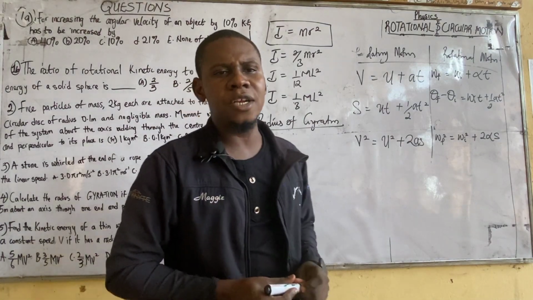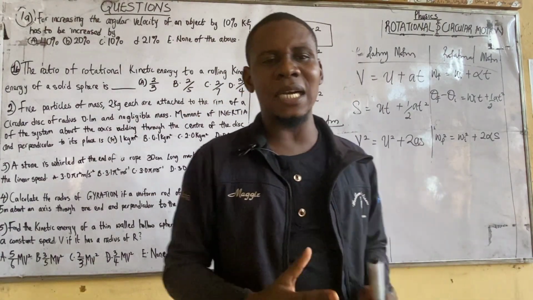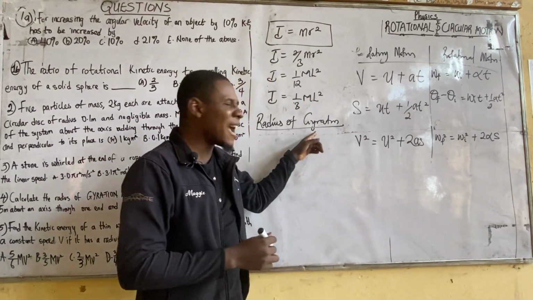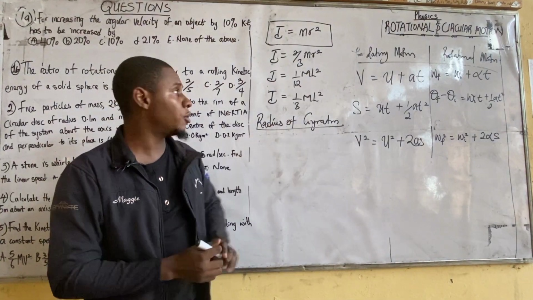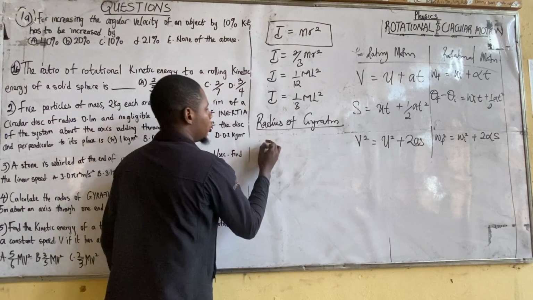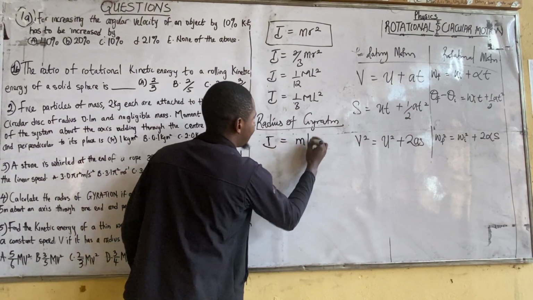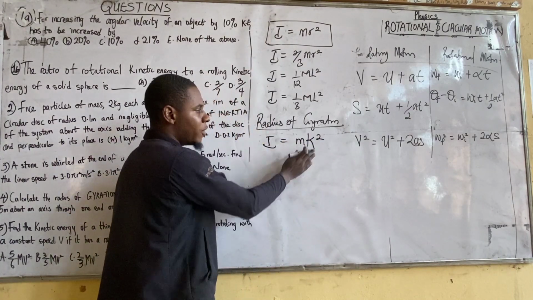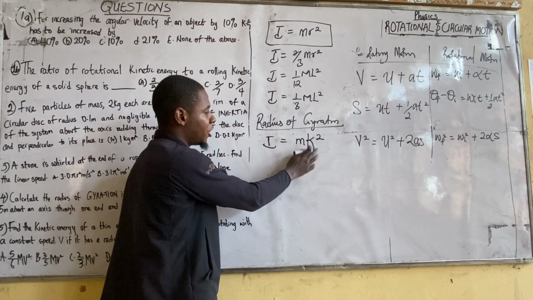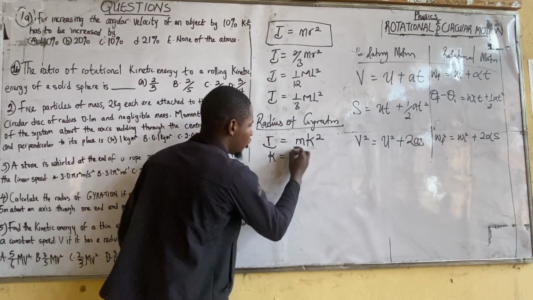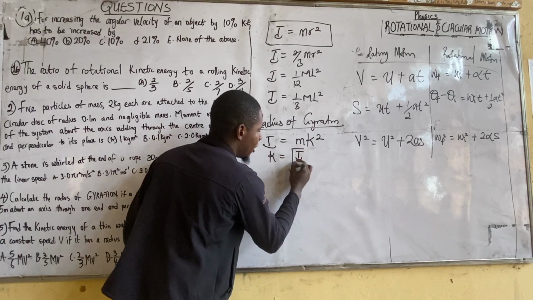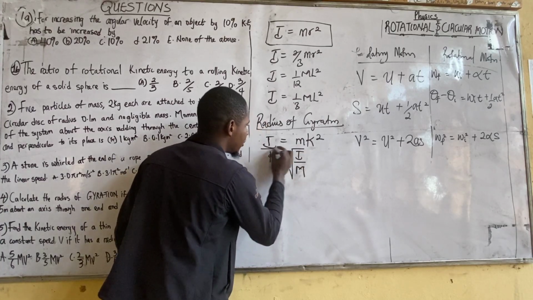It is defined to be the perpendicular distance of a point from the axis of its rotation. And the radius of gyration is given by K. So if we make this the subject, K is equal to the square root of I over the mass of the body.